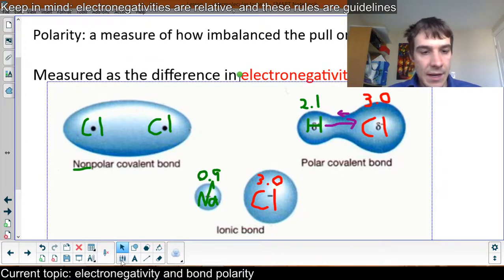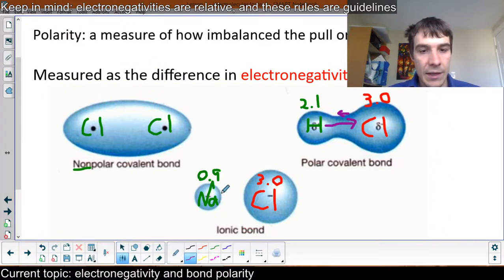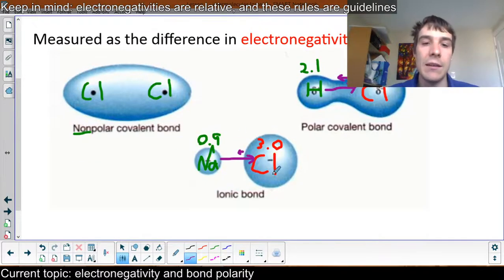The difference here is high. It's 2.1. So that means that the chlorine has this big pull for the electron, but the sodium has this really tiny pull. Tiny, 0.9. Very, very small pull. And it's got such a weak pull that the chlorine can steal that electron completely, and that's where we get an ionic bond.